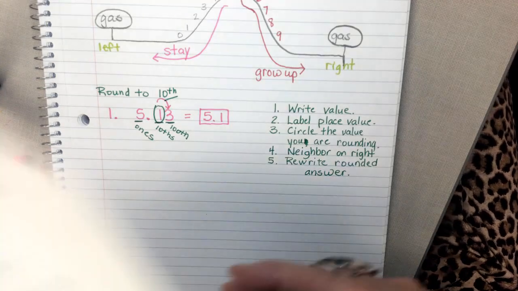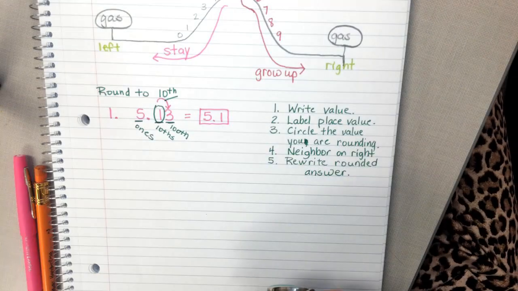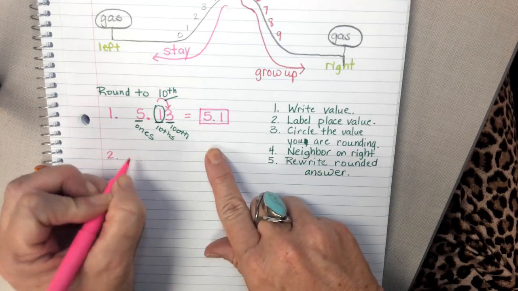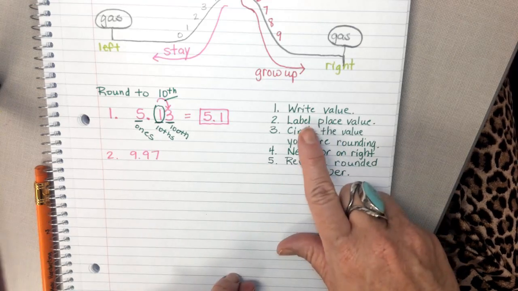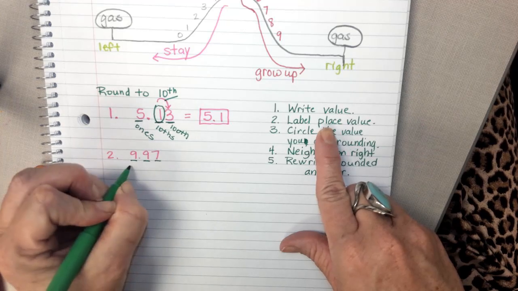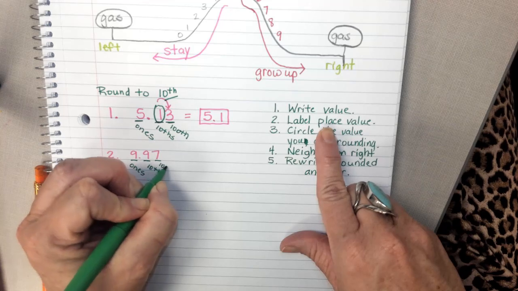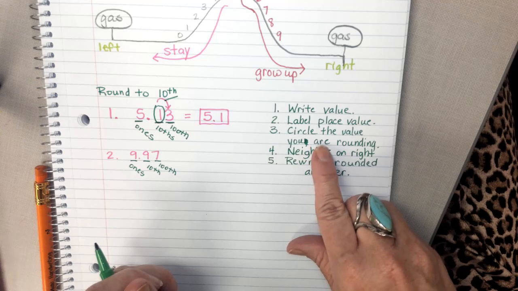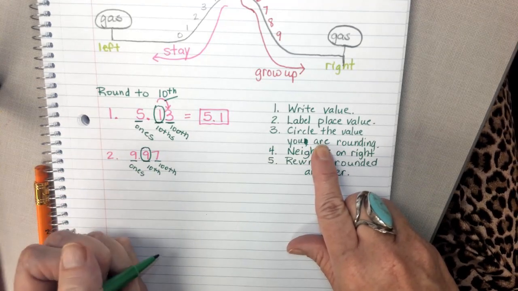Our next number, number 2, is 9 and 97 hundredths. So I'm going to write that number. I'm going to skip a line. Number 2, 9 and 97 hundredths. I'm going to label the place value. So this is the ones, this is the tenths, and this is the hundredths. I'm going to circle the value I'm rounding. So I'm rounding to the nearest tenth, so I'm going to circle the digit in the tenths place.